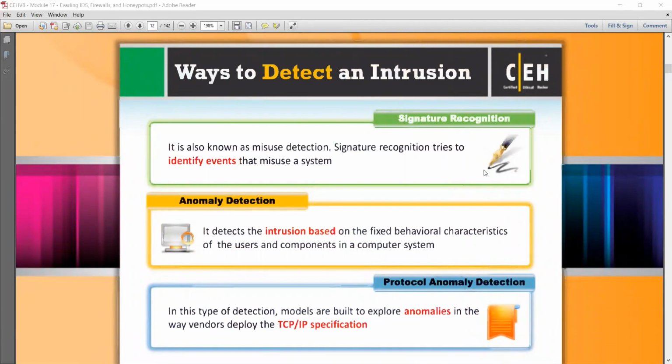Ways to detect an intrusion. Signature recognition is also known as misuse detection. Signature recognition tries to identify events that misuse a system. It detects an intrusion based on the fixed behavioral characteristics of the users and components in a computer system. In this type of detection, models are built to explore anomalies in the way vendors deploy the TCP/IP specification.